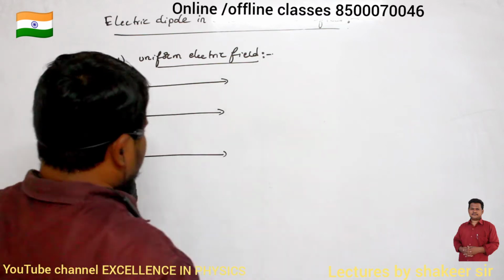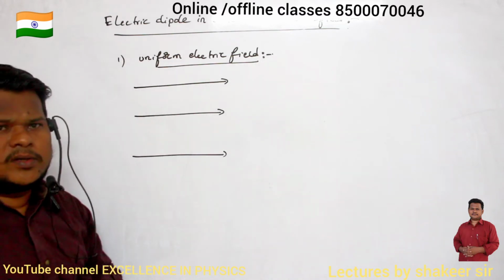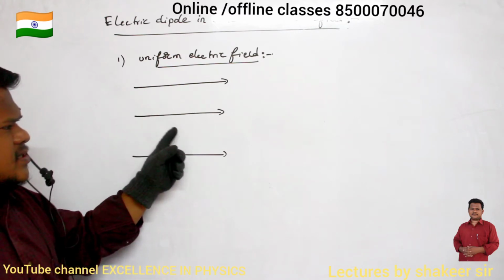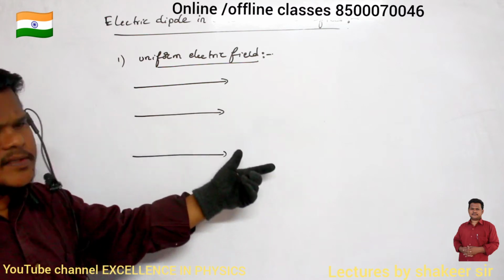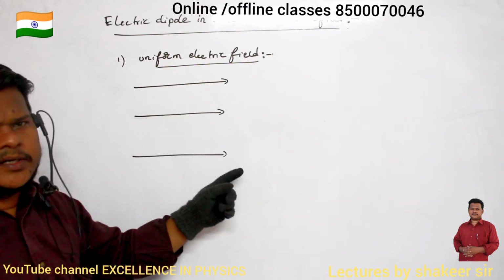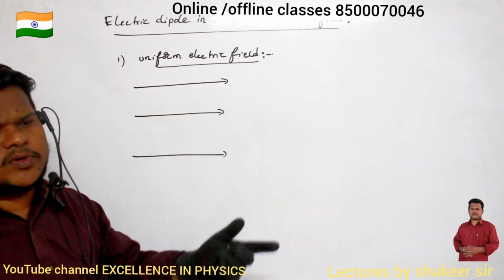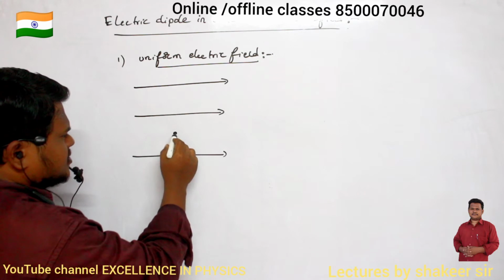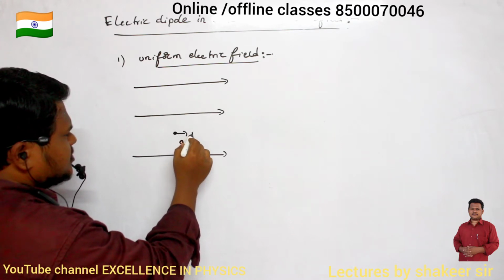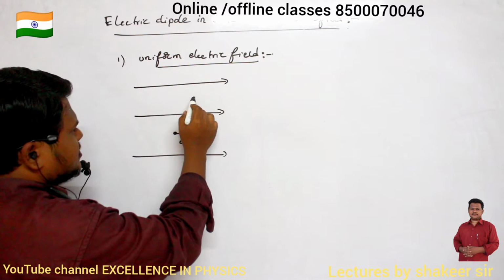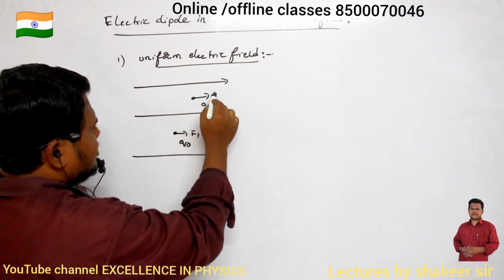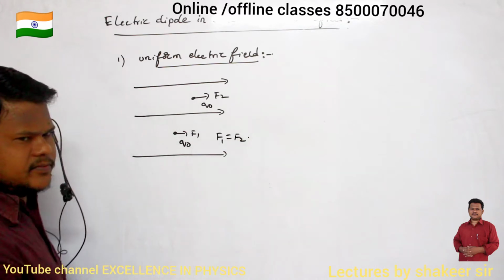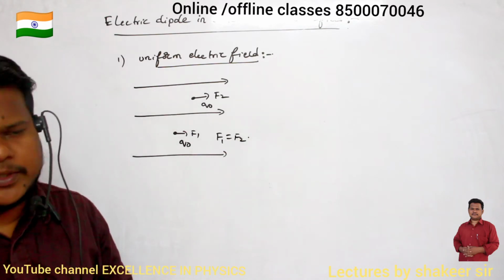What is meant by a uniform electric field? Uniform electric field means: if you place a unit test charge anywhere in this electric field, then that unit test charge will experience the same amount of force. That is called a uniform electric field. For example, if you place a test charge Q0 here, it experiences a force of F1. If I place the same test charge Q0 here, it will experience a force of F2. Definitely F1 should be equal to F2. This is called a uniform electric field. Are you able to understand?